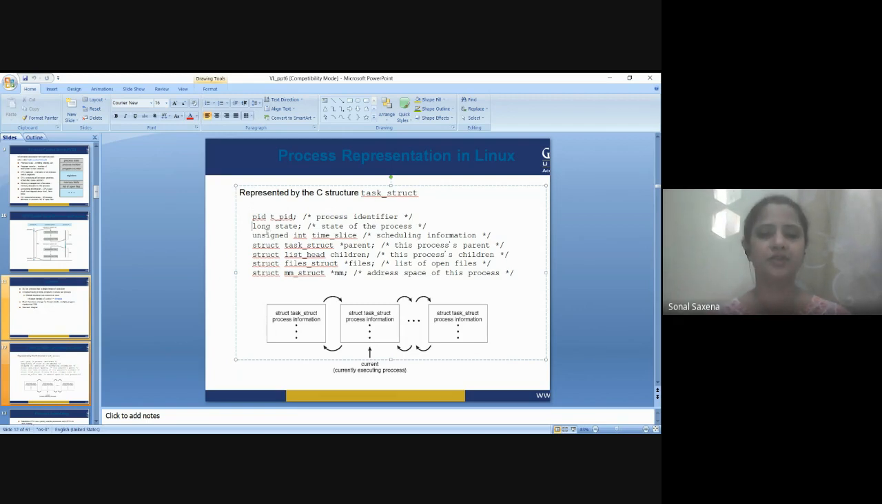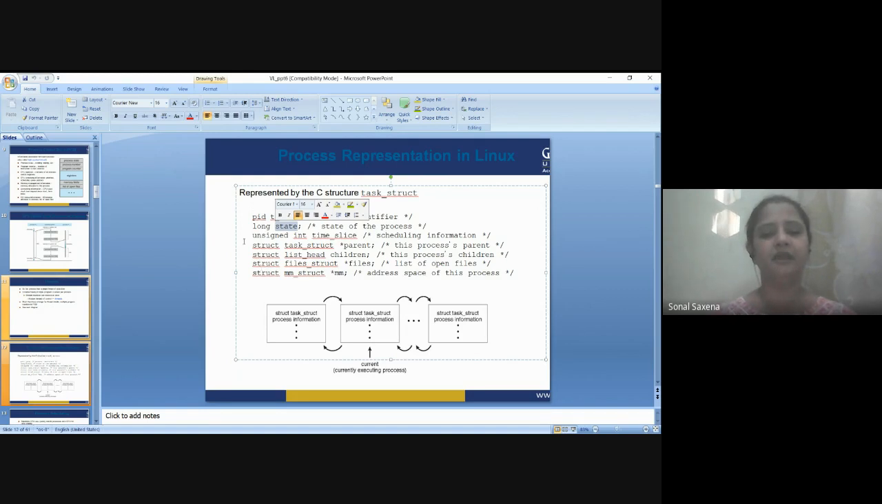So long is just a data type, and we have taken state as a type. What is state? Whatever state your process is in, like if it is in waiting state, it has got a number. If it is in running state, it has got a different number. So the state signifies what state your process is in. Is it in creation state, ready state, or waiting state, whatever it is. Then next is the time slice. You need to give the scheduling information, that is, for what time your process gets executed. So this is the time slice.